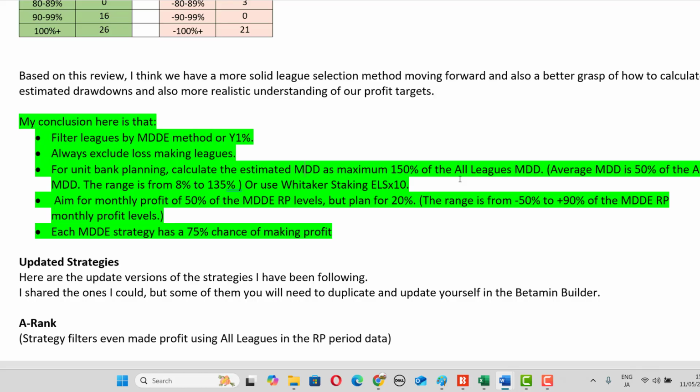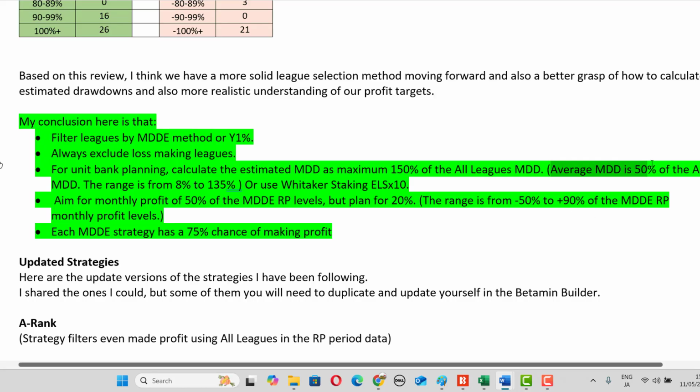It's more likely to be, the average is 50%. So the average maximum drawdown is 50% of the All Leagues maximum drawdown, but the worst case scenario was 135%, and the best case scenario was 8%. So depending on your risk level or how efficient you want to be with the bank, you could even imagine your maximum drawdown is going to be just 50% of the All Leagues maximum drawdown.